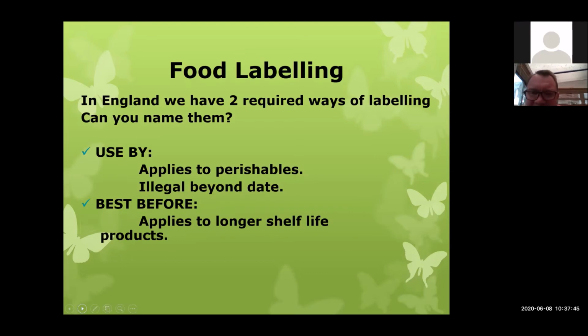Remember, the use by date is the legal requirement. That is the one that you get into trouble by. If you use something that's gone past its use by date, you're in trouble. Best before is obviously a recommendation.